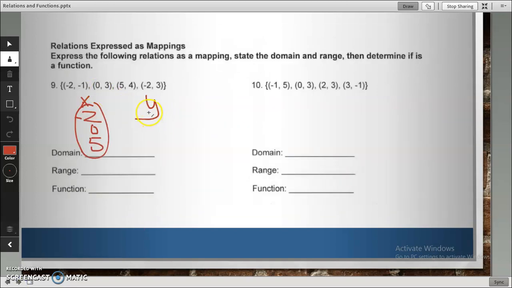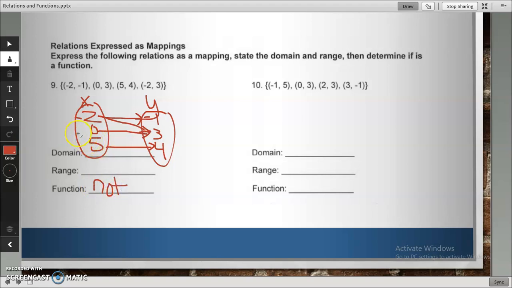Okay, and my y values, I have -1, 3, 4, and I don't need to put that 3 again. So now I'm going to draw. So I have -1, -2 to 1, 0 to 3, 4 to 5, and -2 also goes to -3. So this mapping lets me easily see that my x values are going to two different numbers. So because they are going to two different numbers, I know this is not a function.